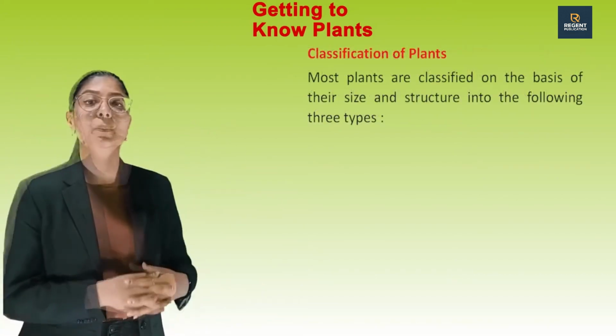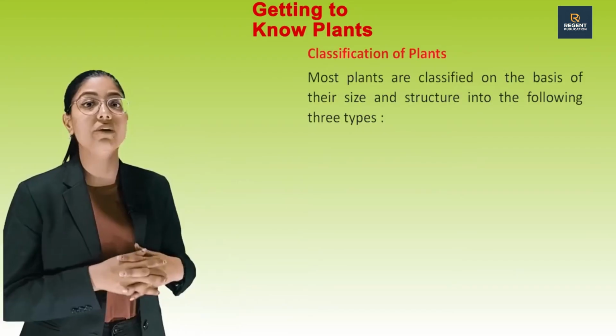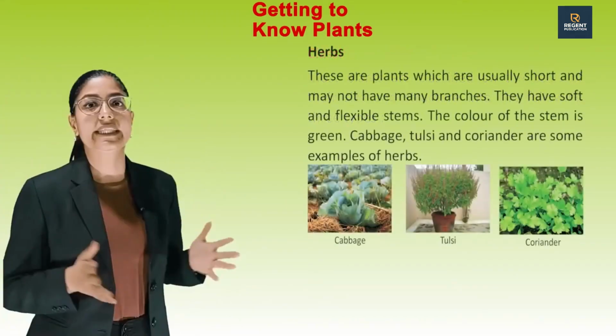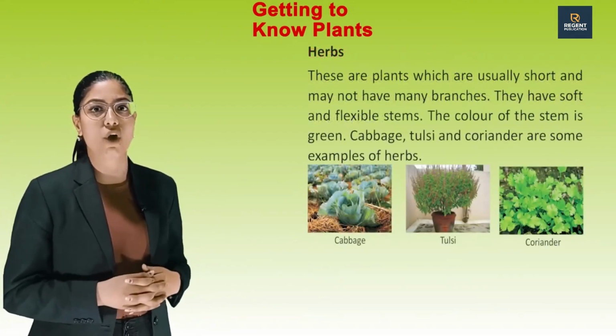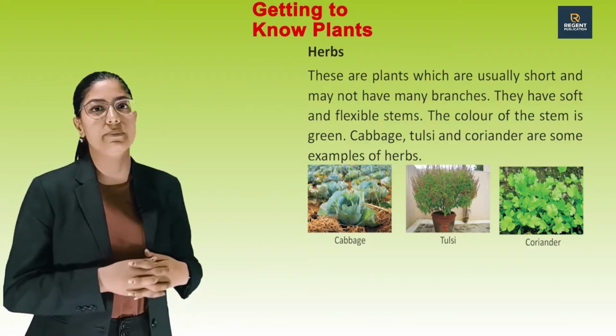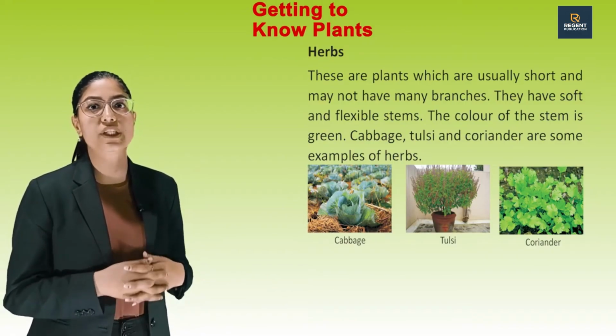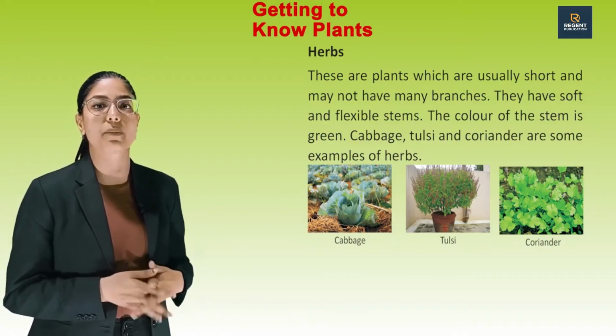Classification of plants. Most plants are classified on the basis of their size and structure into the following 3 types. Herbs. These are plants which are usually short and may not have many branches. They have soft and flexible stems. The color of the stem is green. Cabbage, tulsi and coriander are some examples of herbs.